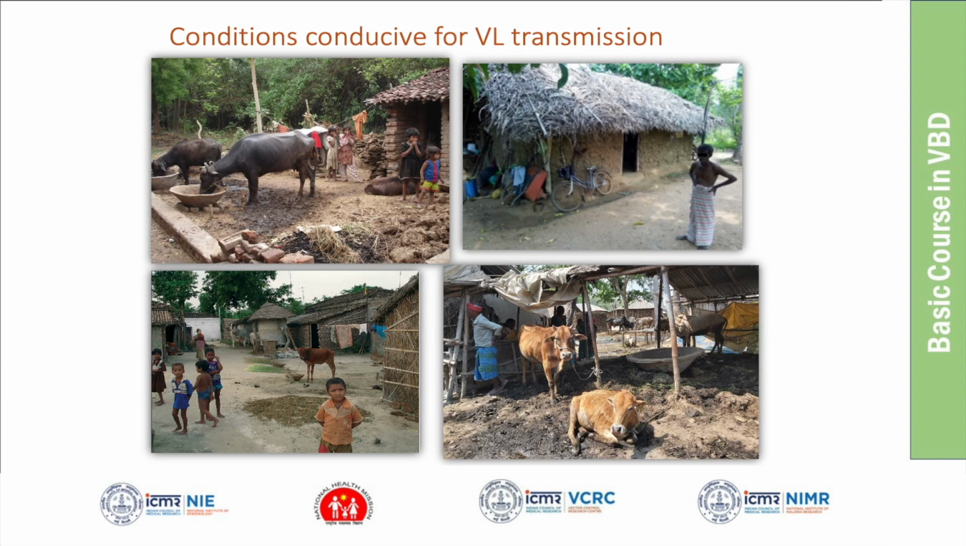These are the general conditions conducive for transmission. One can see here the cattle sheds and humans living nearby, with cow dung scattered over all the places, and the poorly healthy children. They are all the susceptible categories for VL transmission, visceral leishmaniasis transmission.